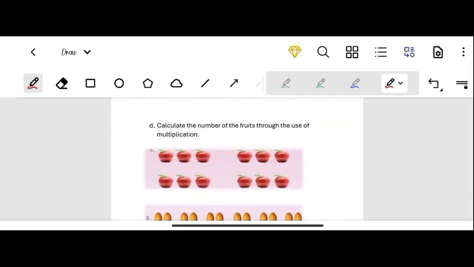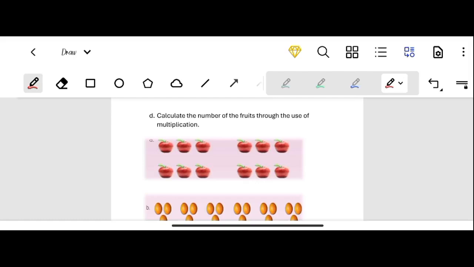So now we jump to D. It says, calculate the number of fruit through the use of multiplications. So what do we do? We check. Okay, what is repeating? Number 2, how many times is it repeating?